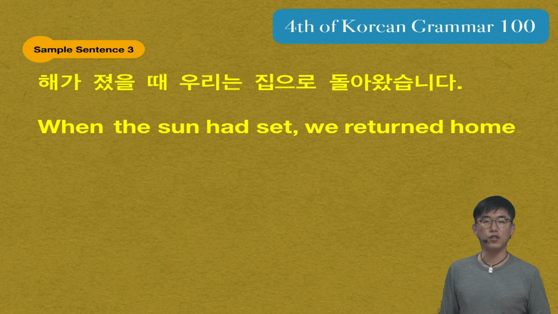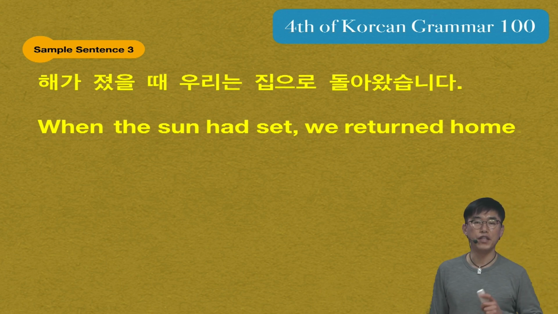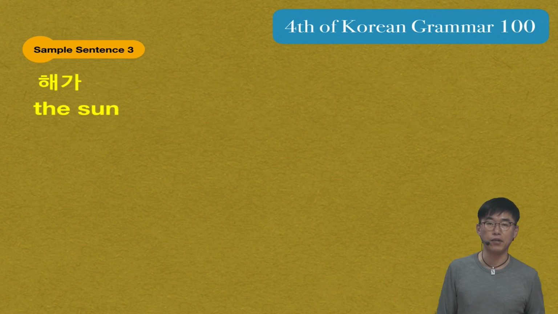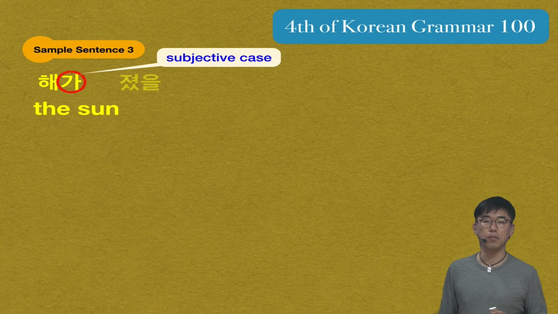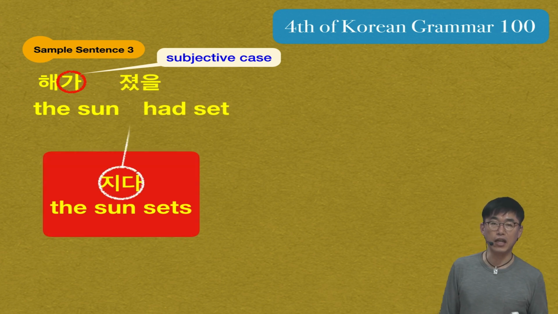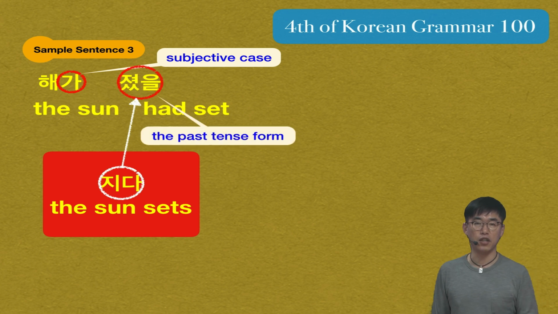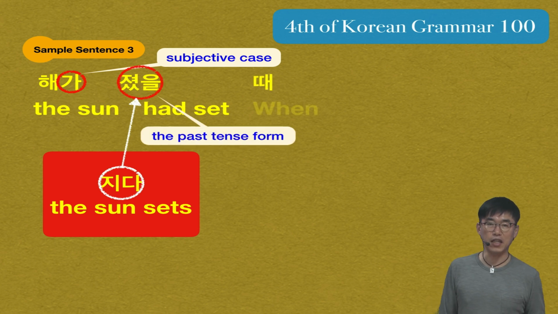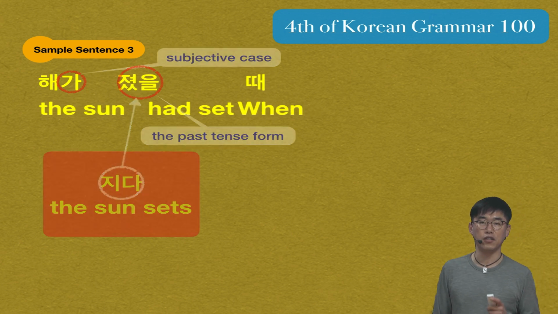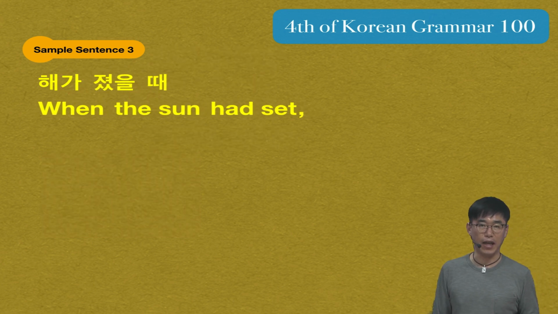Number 3, 해가 졌을 때 우리는 집으로 돌아왔습니다. When the sun had set, we returned home. 해 is the sun and 가 is the subjective case. 졌을 때 is composed of 졌다 and 때. 졌다 is the past tense form of 지다, which means the sun sets. And as I said, 때 is the conjunction when, right? So 해가 졌을 때 is the same as when the sun had set.